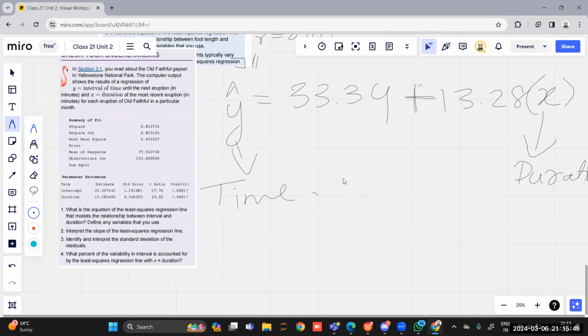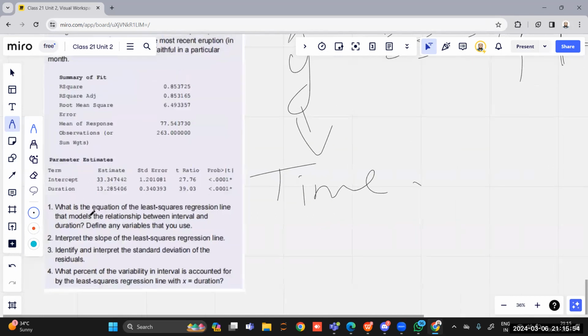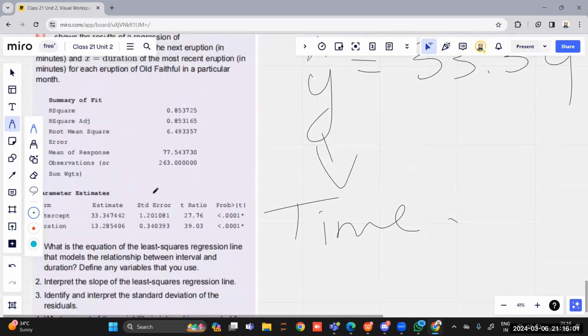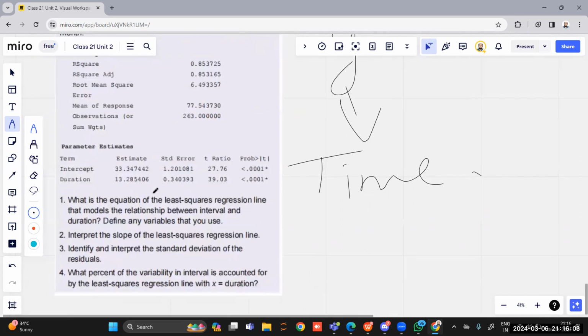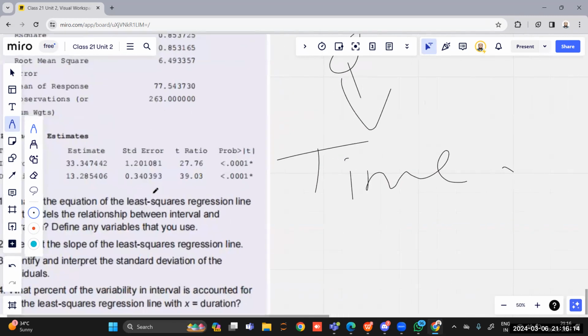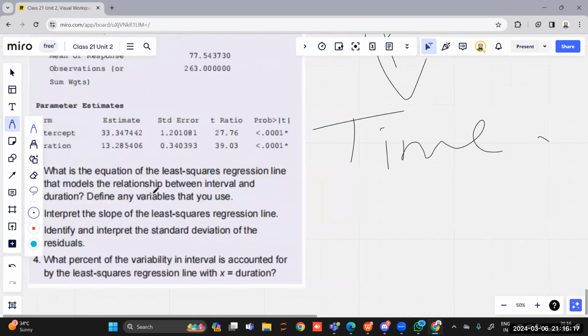Next, interpret the slope of the least square regression line. What will be the slope? Now the slope is positive. So it will be a positive correlation. Slope generally tells how the inclination of the line is. So it is positive. Yes or no, Zaid? It is positive. So it will be a positive association of the things.